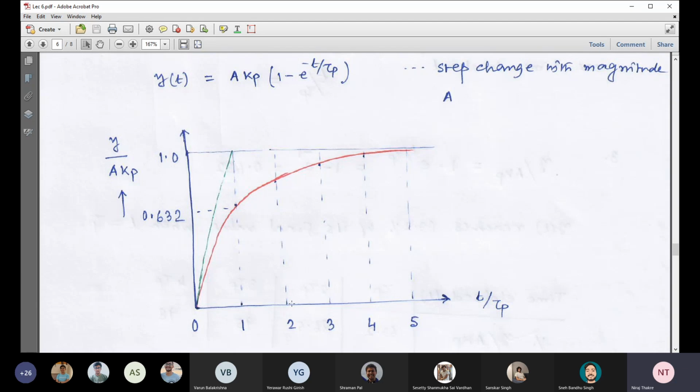Can you find similarly for t by tau p equal to 2, 3 and 4? I repeat my question. We have obtained 63.2% when t by tau p equal to 1. Similarly, let us know this percentage when t by tau p is equal to 2, 3, and 4. Let me know the values quickly.